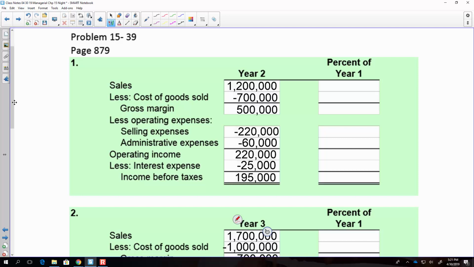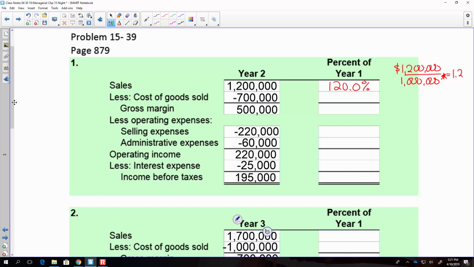So as an example, I'm going to take 1.2 million of sales in the second year. My base year sales were 1 million. This equals 1.2, obviously. So if I multiply 1.2 by 100%, that percent of base year answer then would be 120%. So that's kind of how it works.